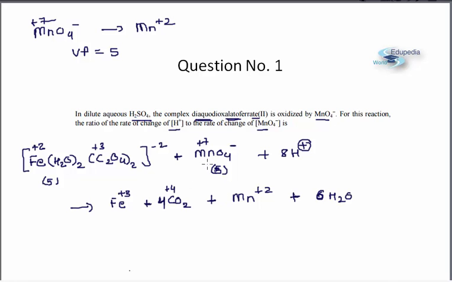And now the ratio of rates will be the ratio of stoichiometric coefficients. The stoichiometric coefficient of H plus is 8, MnO4 minus is 1. So clearly the answer to this question would be 8:1, and it's an integer answer type question, so that would mean we can only write it as 8.